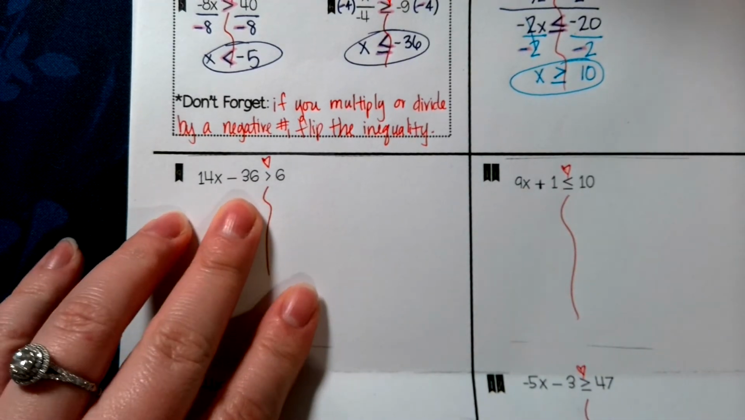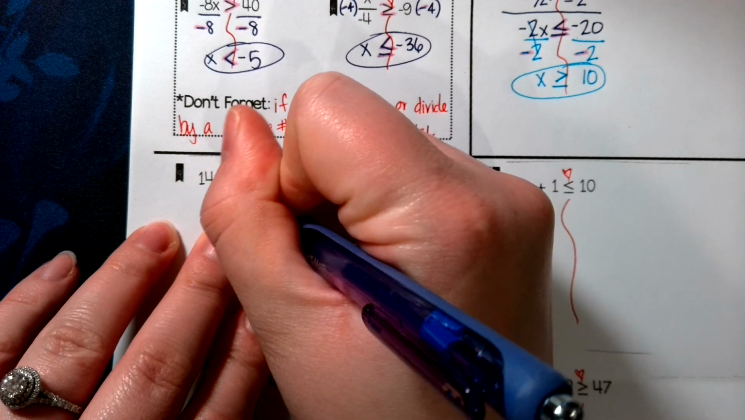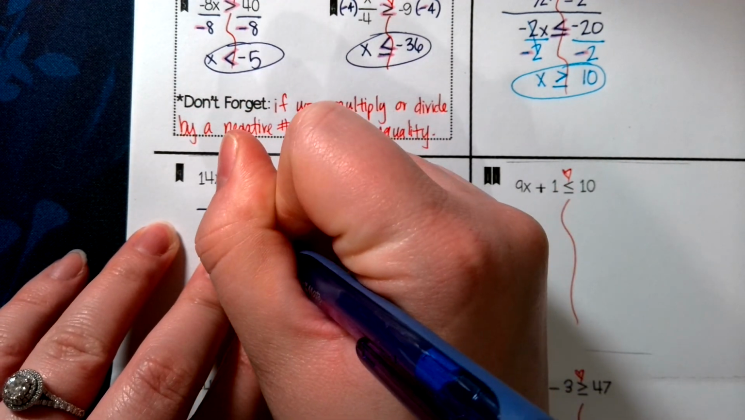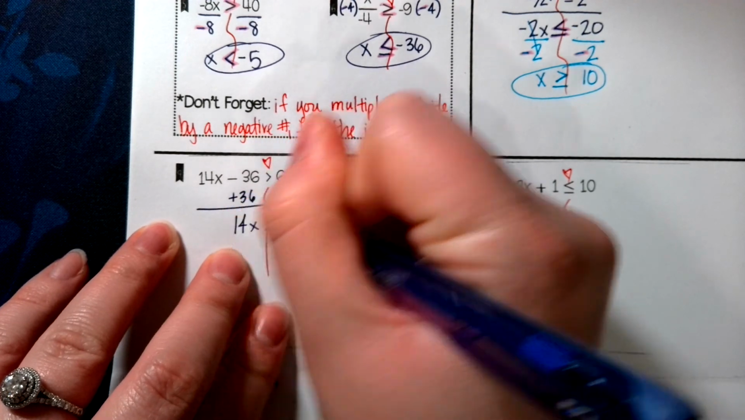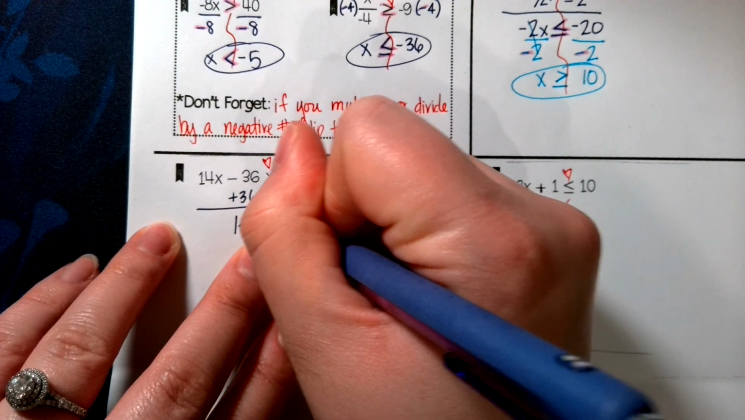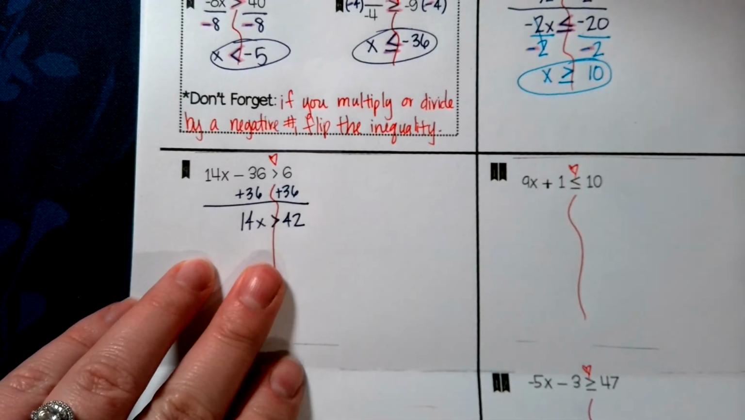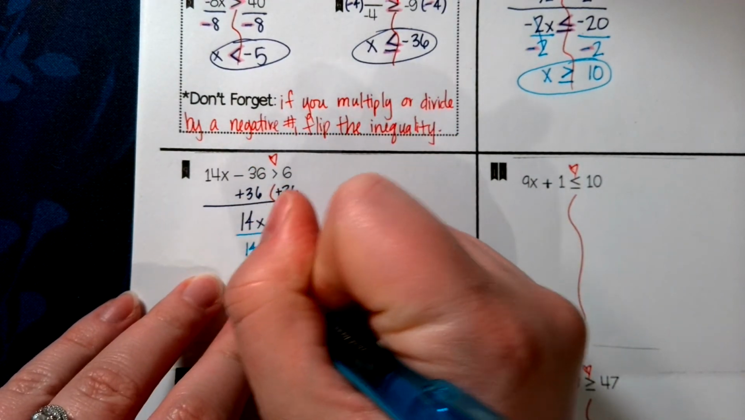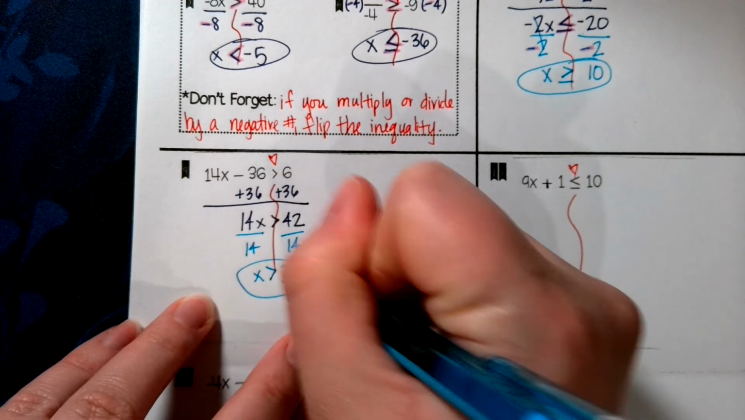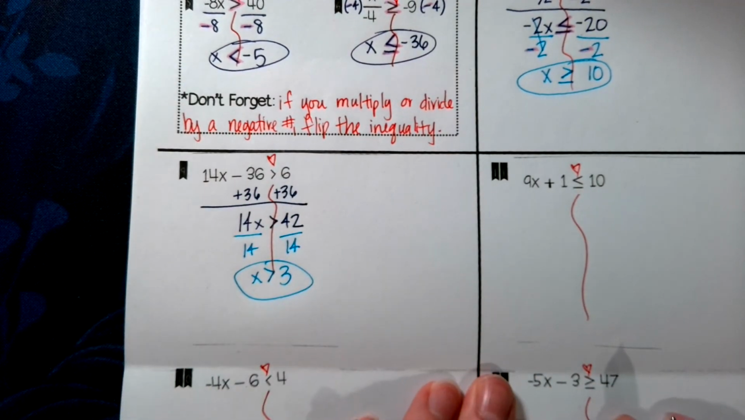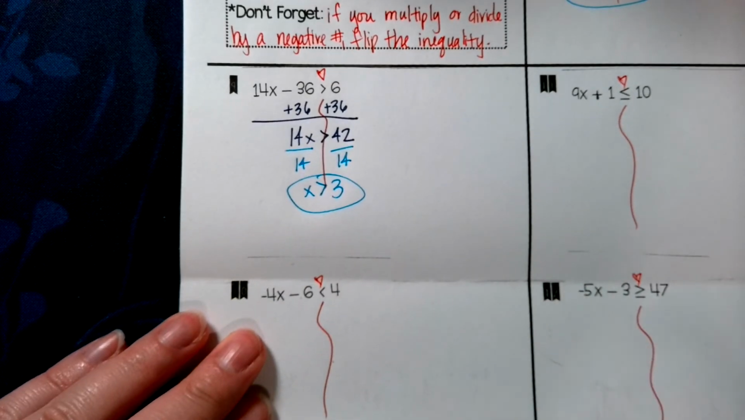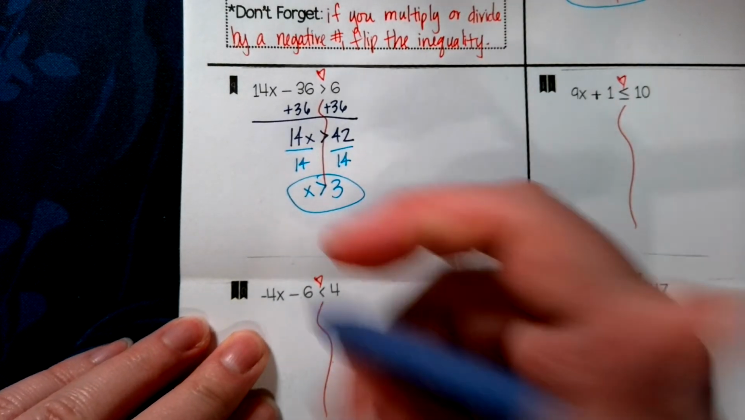Alrighty, so on number 9, first thing I need to get rid of on both sides is that negative 36. So I'm going to add 36 to both sides. We get 14x is greater than 6 plus 36 is 42. Then I divide both sides by 14. So you should get x is greater than 3. Any number that's bigger than 3 works for x.